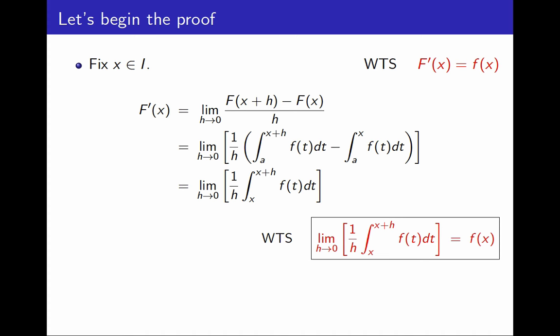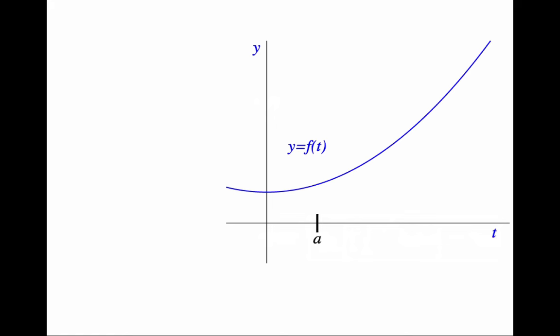It is going to help to look at this geometrically. So let's draw a picture with all of this. Here I have some axes. I'm using y and t as the coordinates for the function little f. And here is its graph. I have a fixed value of a and a second fixed value of x. And then x plus h will be another number, for example, this one.